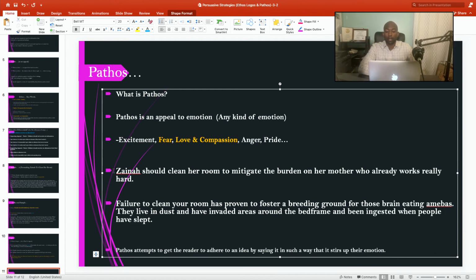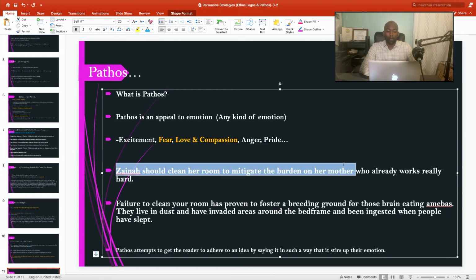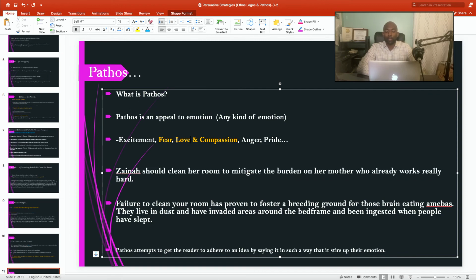So here's another example. It says Zaina should clean her room to mitigate the burden on her mother, who already works really hard. So what emotion is this topic sentence appealing to? Well, it's appealing to a sense of love and compassion, right? We're tugging on your heartstrings. We're saying, have a heart. Have a heart and be easy on mom. Mom works so hard, and then she has the labor of having to clean her room to make the house presentable when she already does so much. Have a heart and help mom out. You see, that is an appeal to emotion.